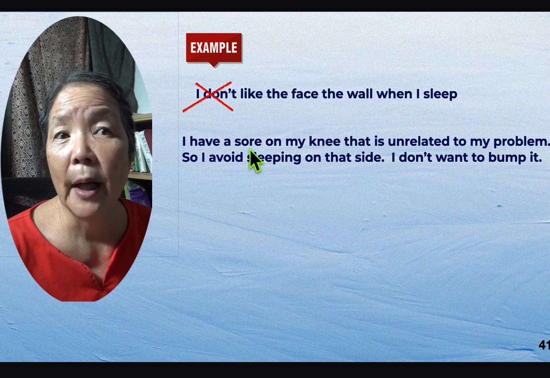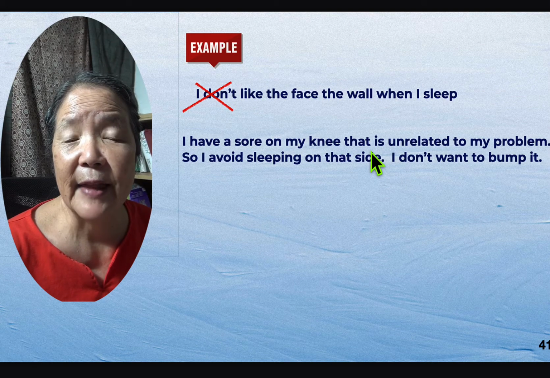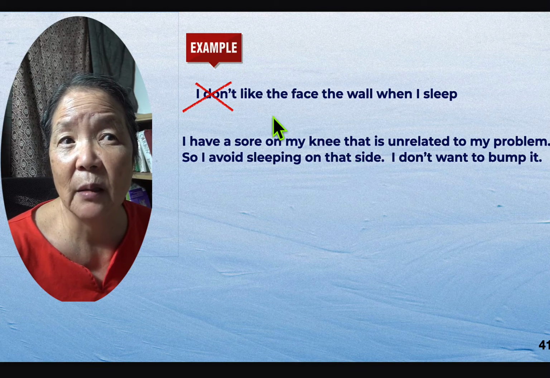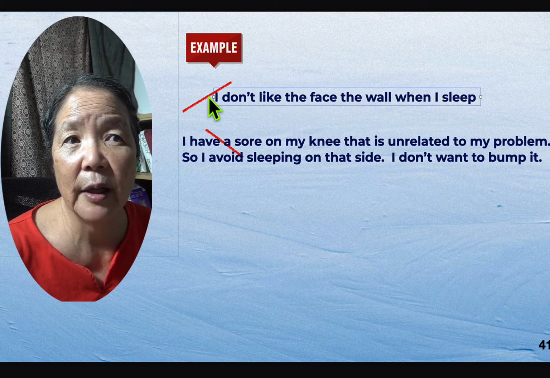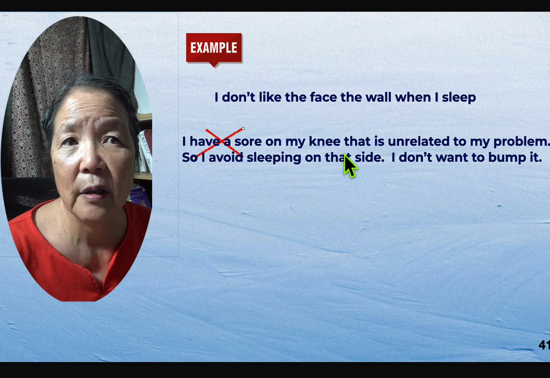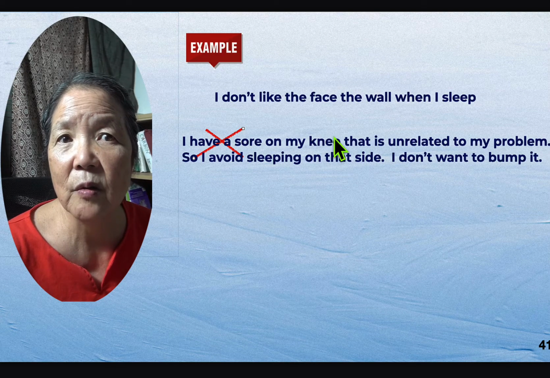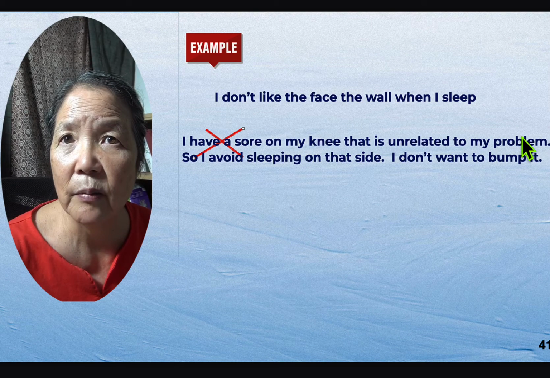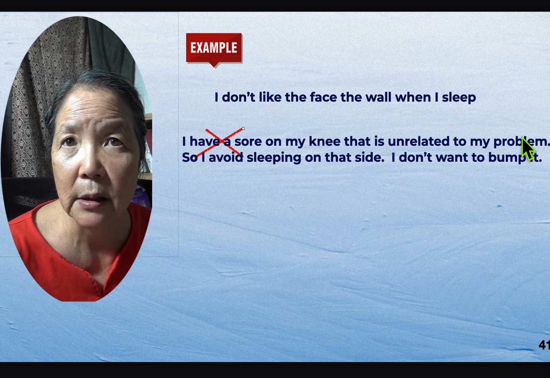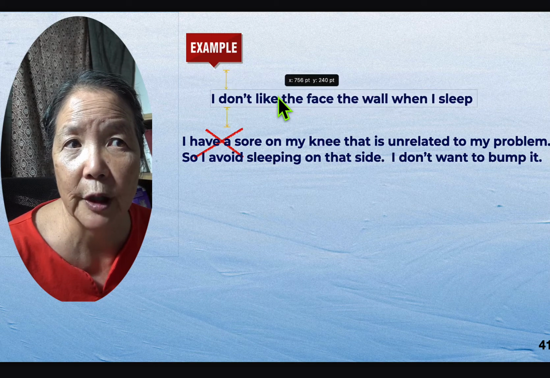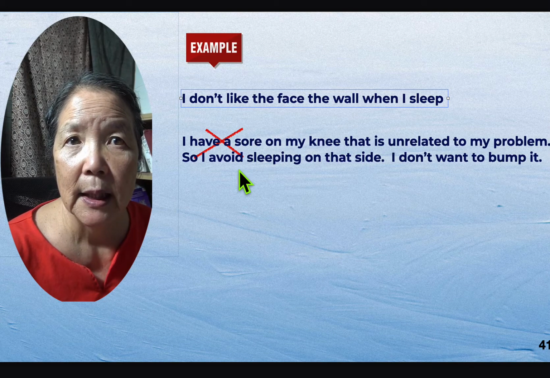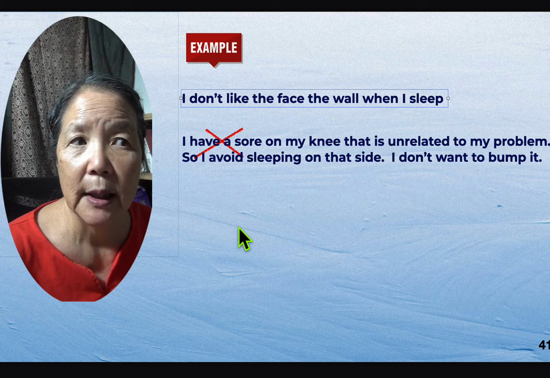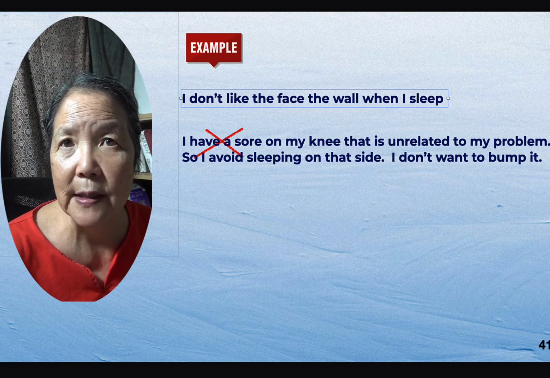Okay? But I have a sore knee, and that sore knee is unrelated to my problem, but I avoid sleeping on that side. Oh, this is also another one of those not a good idea to use this condition, because the sore knee is unrelated to their main complaint. It may be important that they have a sore knee, and you may want to check on that more, but at least in terms of the main complaint, if the sore knee is unrelated, then it's quite arbitrary which side they sleep on.